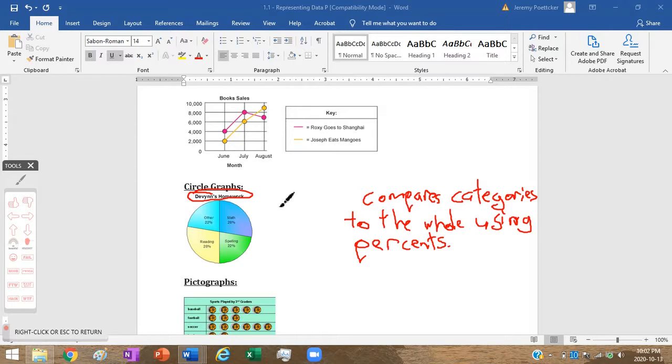It's nice here because it's visual. You can kind of see the size of the slices of pie will really tell you where more time is spent. Circle graphs might be a little bit less useful if there's lots of different categories, right? If we had 25 categories and they all have a pretty tiny but slightly different slice of the pie, it's going to be hard there. Maybe then we want to use a bar graph. But again, circle graphs compare categories to the whole using percents.